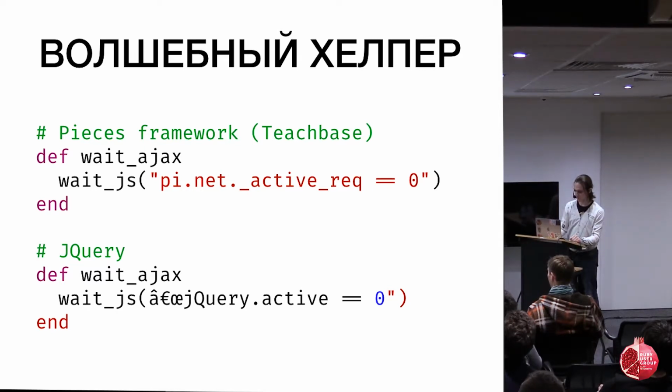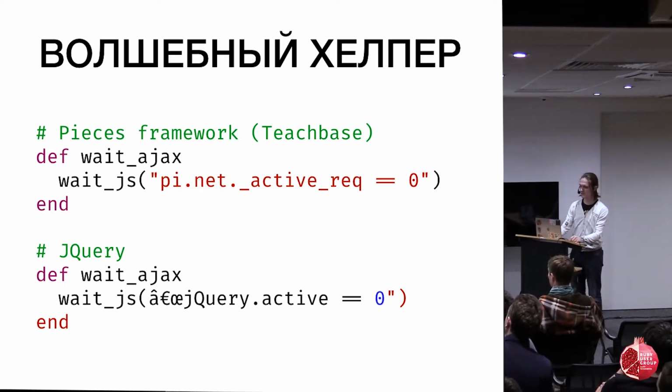Well, something's wrong here. Well, the example shows that we do not depend on a JS framework. The first example is the Pieces framework, which was written by our former CTO a long time ago, and that's the way it checks the absence of AJAX requests. If there are AJAX requests, Capybara will wait. The second example is wasted, but it is supposed to be jQuery.